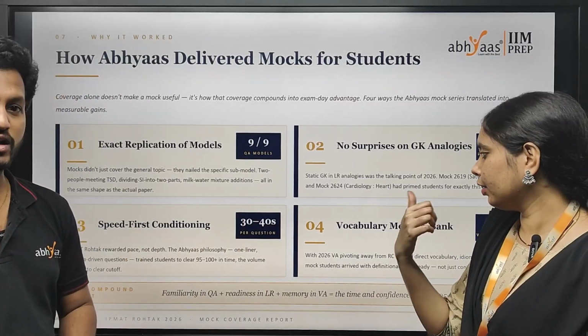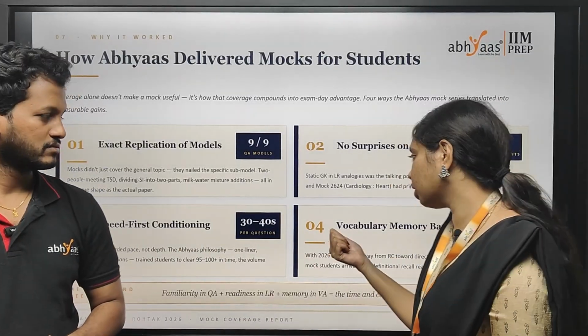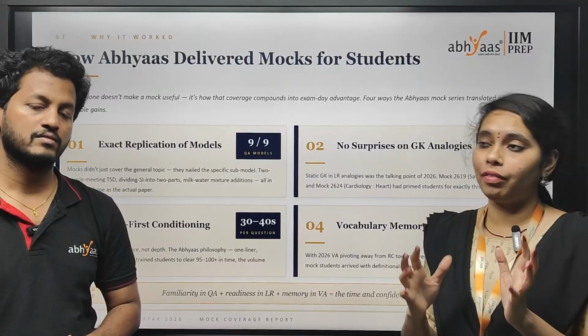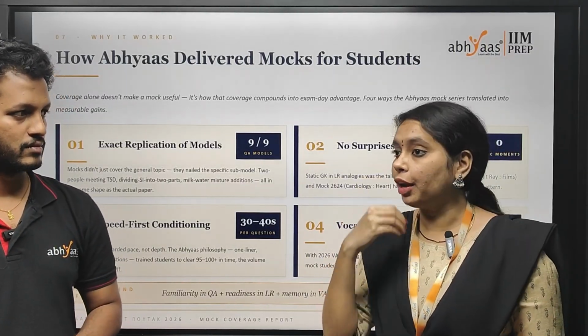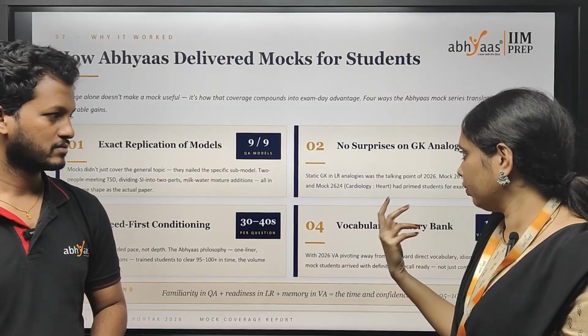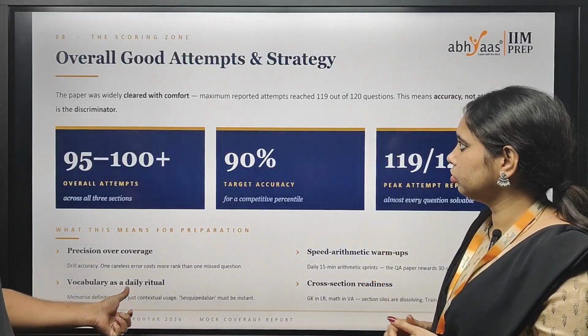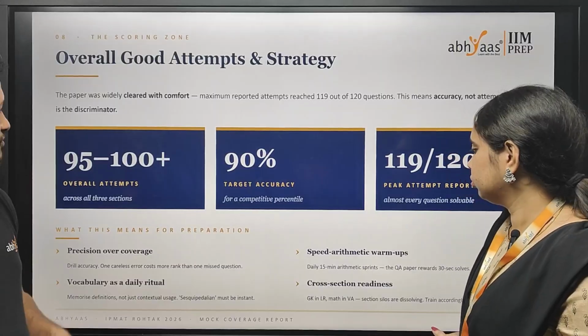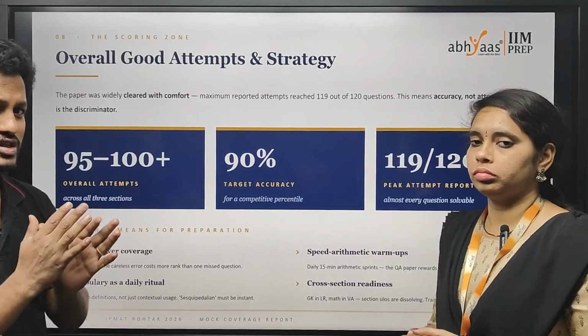And if you practice our mocks regularly, you will also have a very good vocabulary memory bank. We have a lot of vocab-based questions which are direct synonyms, antonyms, analogies also. So even that is a good element from our mocks. Overall attempts, if I say, you can go up till 100 plus, even if it is 95 to 100, it's okay.